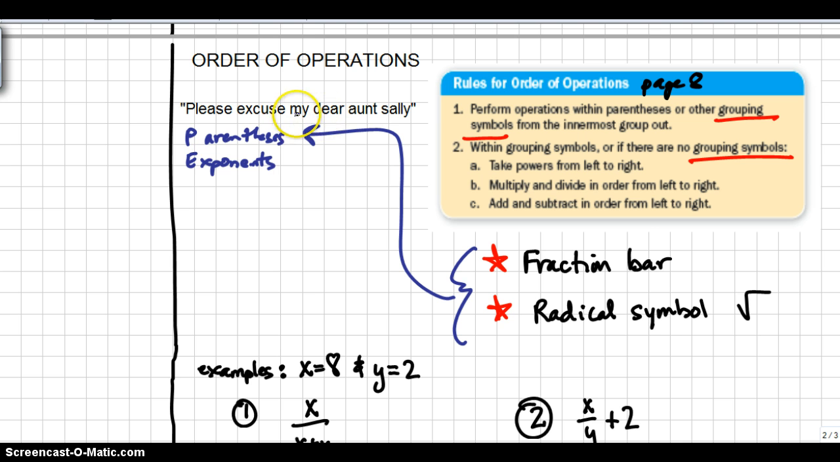The next two words are my and dear, standing for M multiplication and D division. Those carry equal weight and equal priority. If you're not sure which one to perform first, always work left to right. The same is true for the last two letters, A and S. A stands for addition, S stands for subtraction, and again, those carry equal priority as each other.